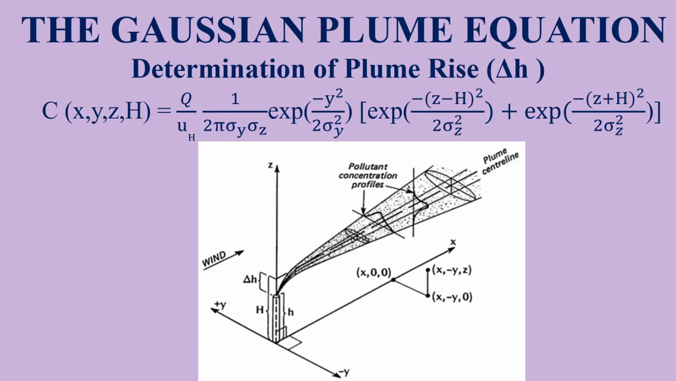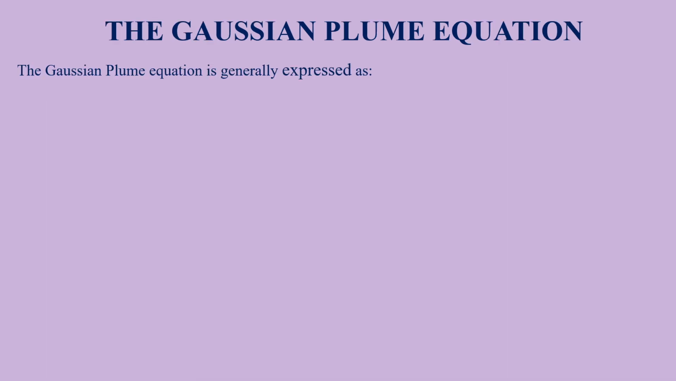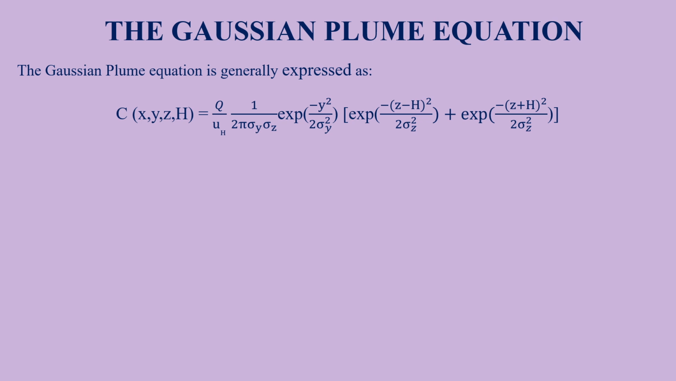This video is about the determination of plume rise for calculation of pollutant concentration using the Gaussian plume equation. Here I also discuss the atmospheric stability classes for this purpose. You can see my earlier video number 124 to know more about atmospheric stability. But here we will see the Gaussian plume equation first.